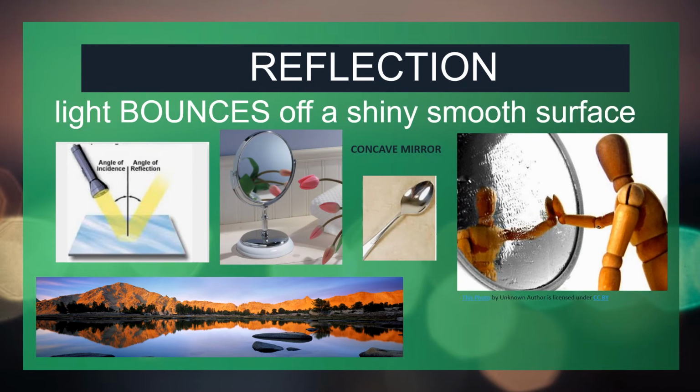Reflection. Reflection is when light bounces off a shiny, smooth surface, like a still lake or a mirror. Angle in, angle out. During reflection, you will see an image. For example, in this still lake, we can see the image of the mountains. In this mirror, from the middle, it's showing the reflection of the flowers, the tulips. This is an example of a concave mirror. A concave mirror is just like the inside of a spoon. If it's shiny metal, it will reflect light.